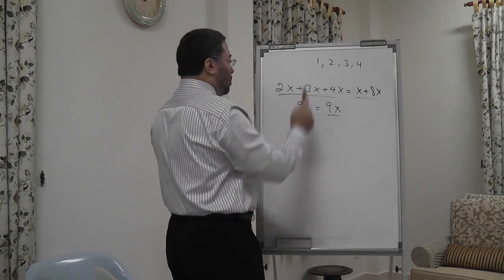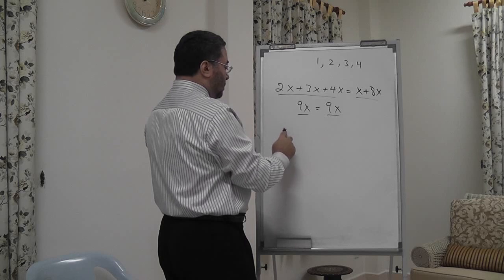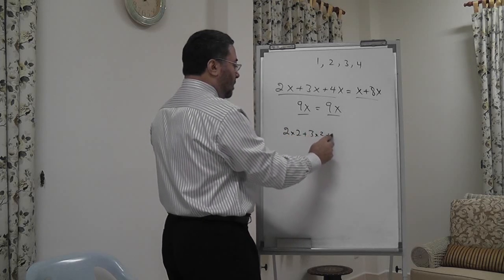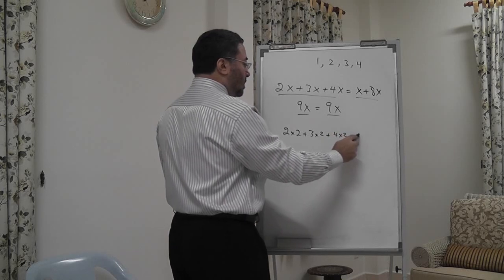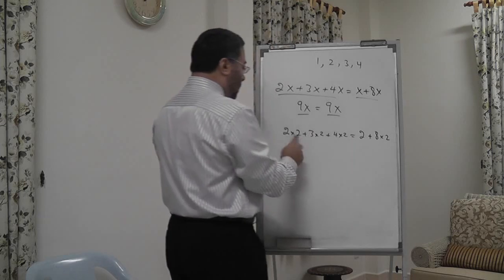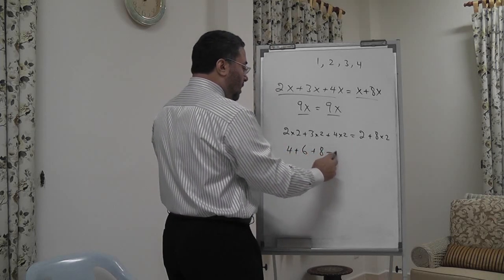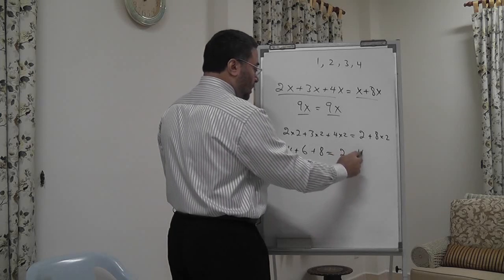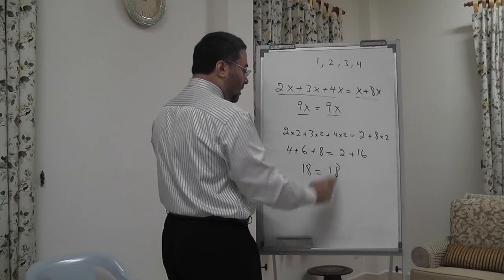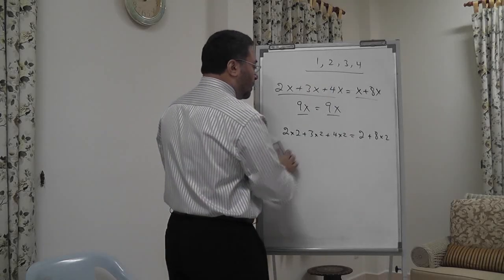So let's replace one number only. Let's do number 2. 2 times 2 plus 3 times 2 plus 4 times 2 is equal to 2 plus 8 times 2. Here we have 4 plus 6 plus 8 equals 2 plus 16. This is 10 and 8, 18 is equal to 18. And the same will apply to all these values.